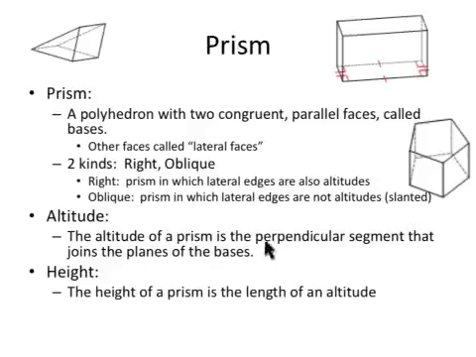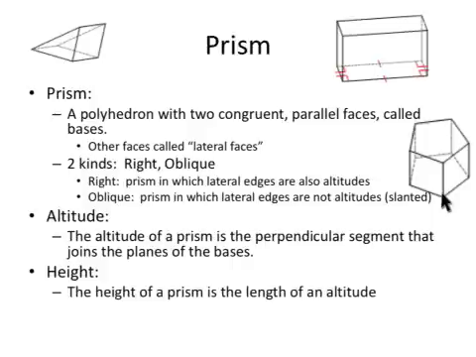Now, the altitude or height is the perpendicular segment that joins the planes of the bases. Now, if those bases are right on top of each other, the height is also going to be this edge distance here. If it's not, then you might have to do Pythagorean theorem type stuff with that to determine what the height is, as it differs from the distance or the length of that side segment.